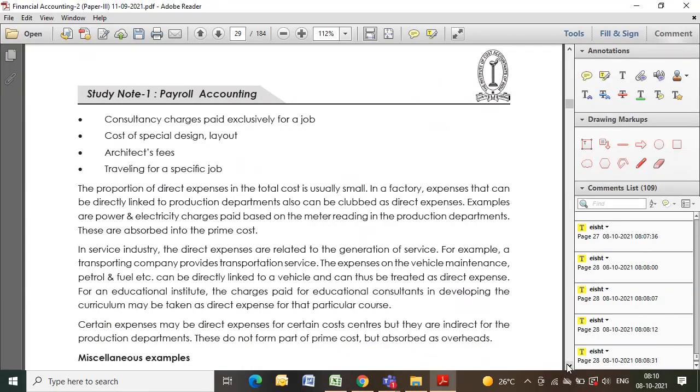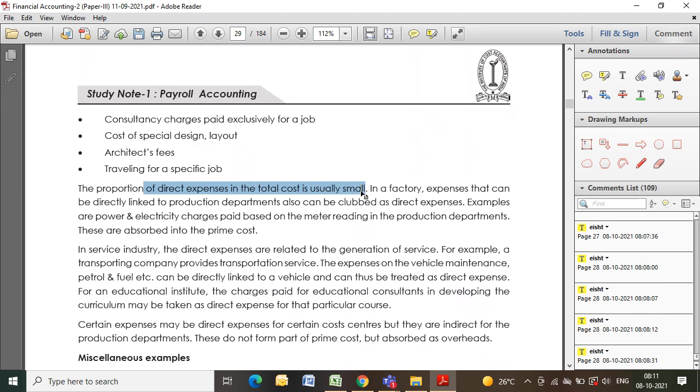Also because this is a part of costing, costing will definitely focus more on these areas. So you are requested to please make a note of all these, what is direct and what is indirect. Consultancy charges, special design, architect fees, and traveling for a specific job. Just for example, a question may come: architect fees is a direct expense, indirect expense, prime cost, overhead cost? If it is a direct expense, you have to answer it as a direct expense. The proportion of direct expenses is generally small, about 20-30% only.